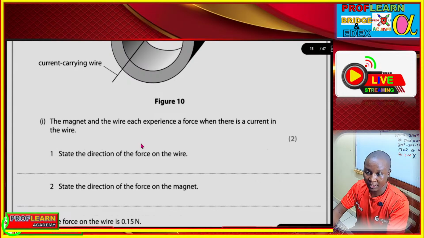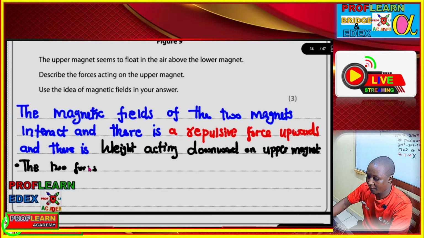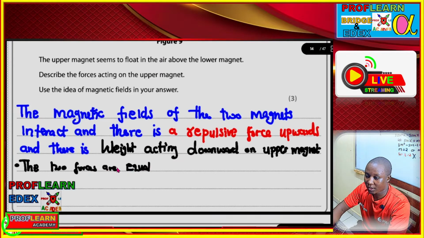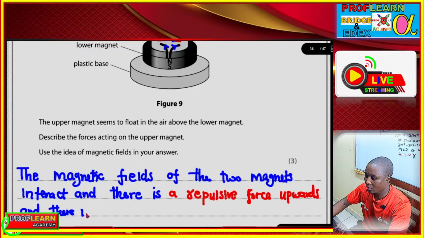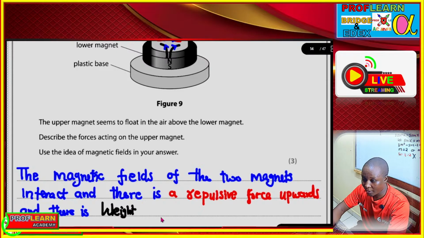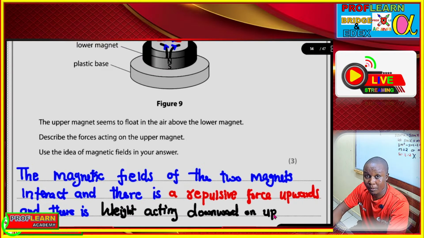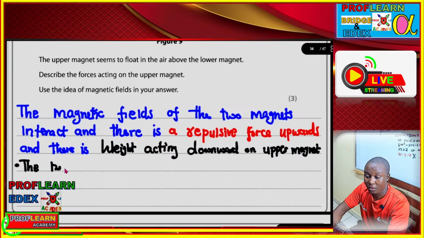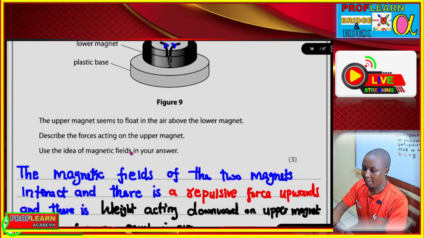So when the two forces are equal, then we are going to have equilibrium, right? The two forces are equal in size. And if the two forces are equal in size, the weight and the repulsive force, then it will mean that they are going to be balanced, and when they are balanced, the upper magnet is going to float. That's basically what we're going to say in that particular part.